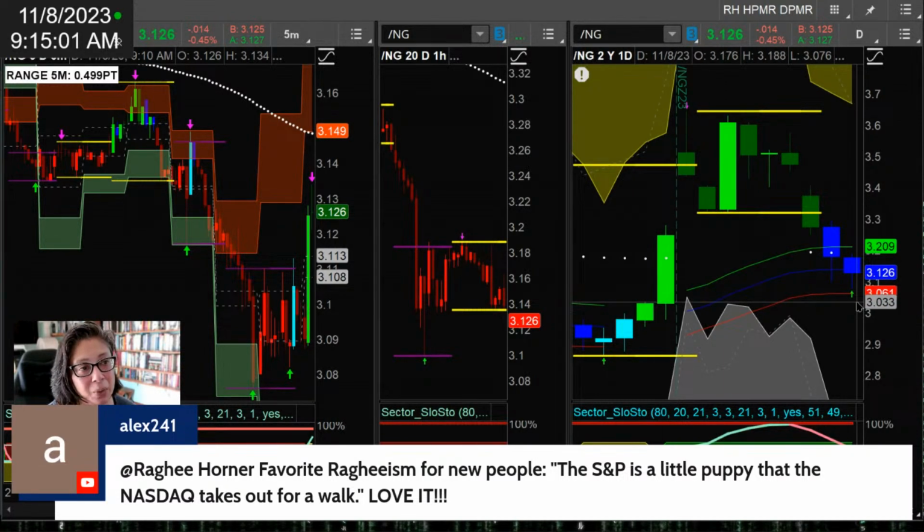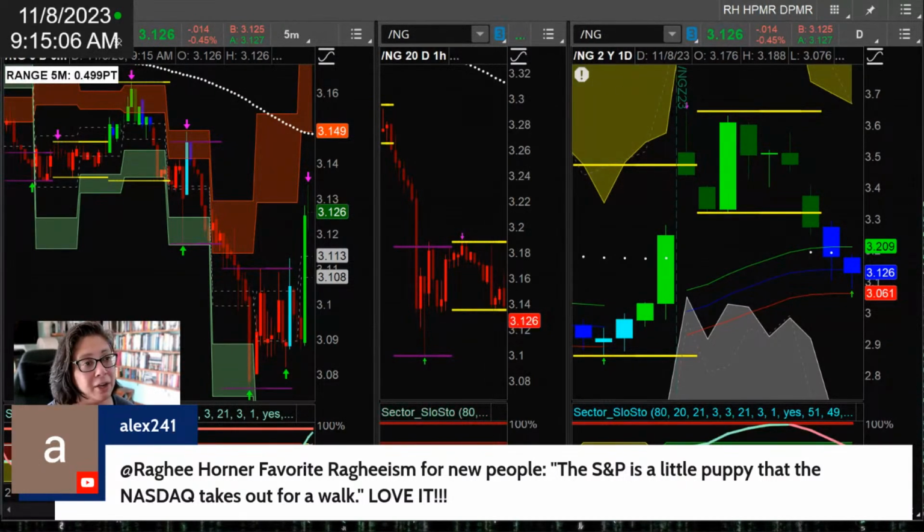And I think that's a really cool buy the dip setup. But let's be aware of where we are around that 200. That could be a tricky one.